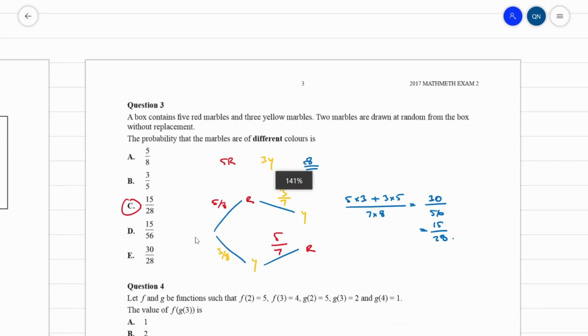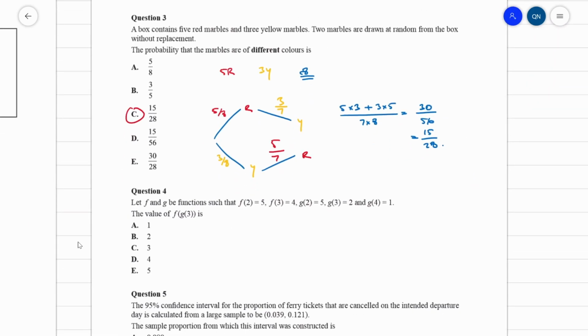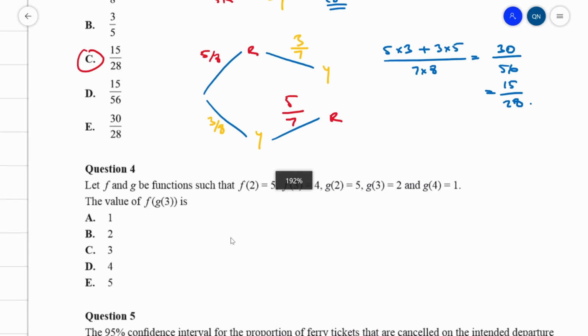Okay, question 4. F and G are functions with these particular values. We want to find f of g of 3. So what is f of g of 3? Well, g of 3, first of all, just find it, it's going to be 2. And what's f of 2? It's going to be 5. So therefore, we have option E.